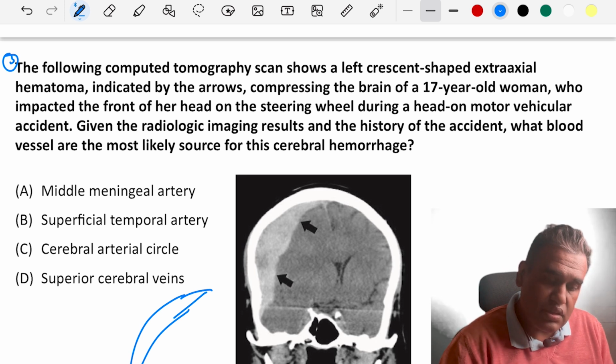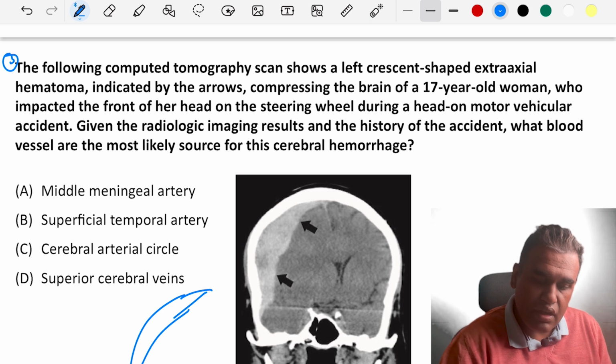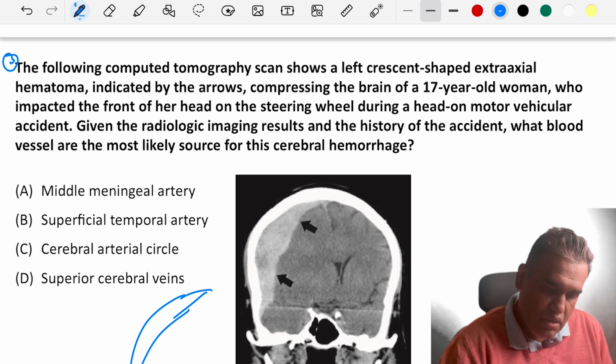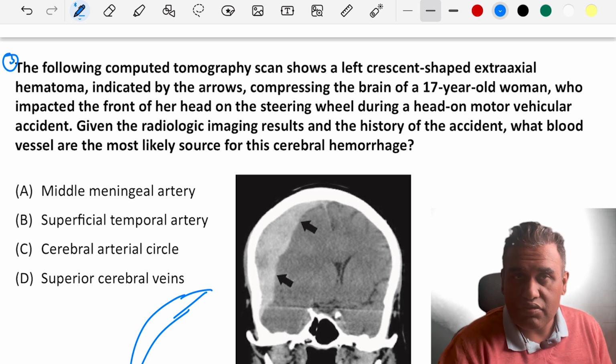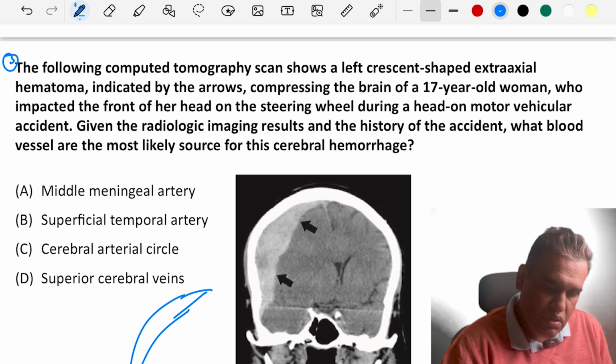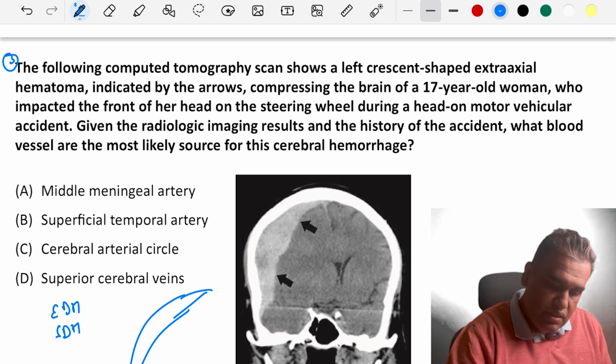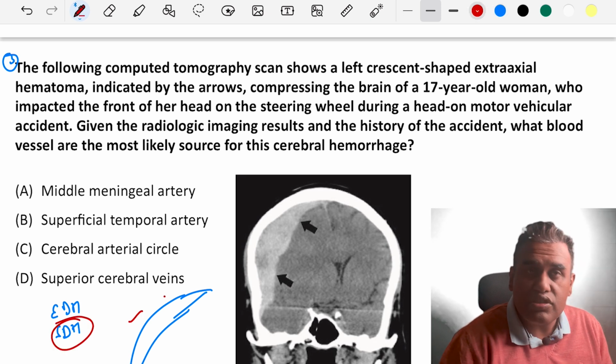Given the radiological imaging results and the history of the accident, what blood vessels are the most likely source for the cerebral hemorrhage? So, look at the CT image. It's covering half of the skull. It is crescent shaped. The mode of injury is hitting the front of her head on the steering wheel. What type of hemorrhage is it? Is it epidural, subdural, subarachnoid, or something else? It appears more like a subdural hemorrhage, looking at the shadow and the history.